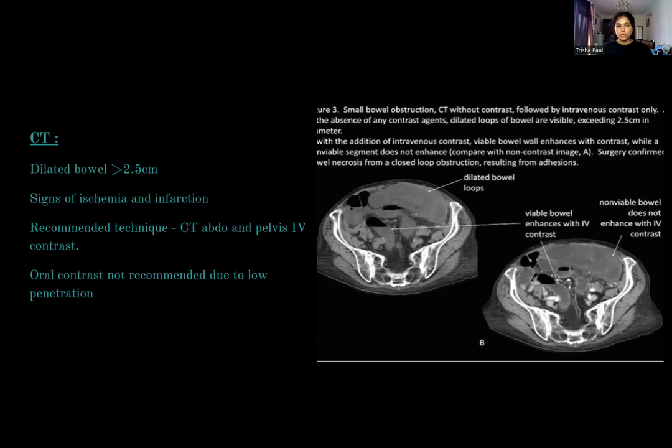Theoretically speaking, oral contrast does sound like a good option. You think it will show you the exact point where the obstruction begins. But also remember, the bowel is filled with air, fluids, undigested food. So the oral contrast might not reach all the way to the actual obstructive point. It has very low penetration, so it's not going to give you the right transition point. IV contrast is best because it also helps you diagnose the complications of ischemia and infarction.